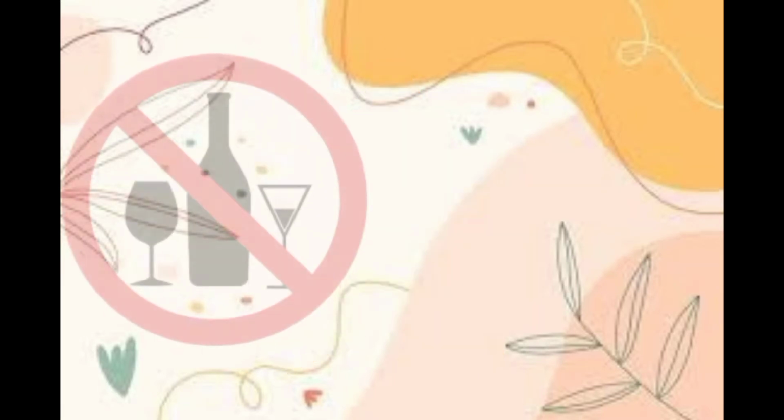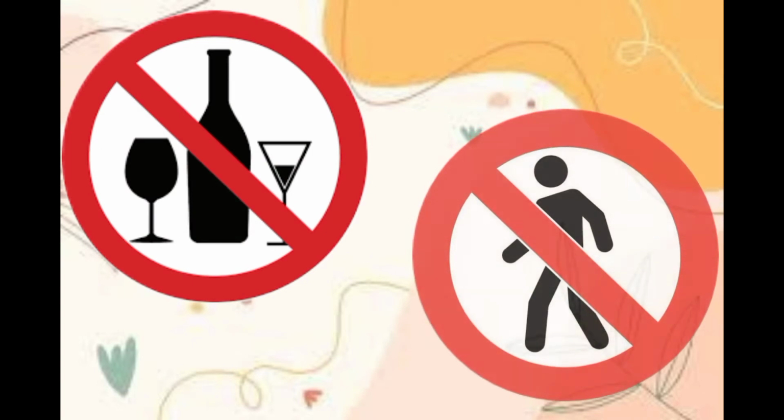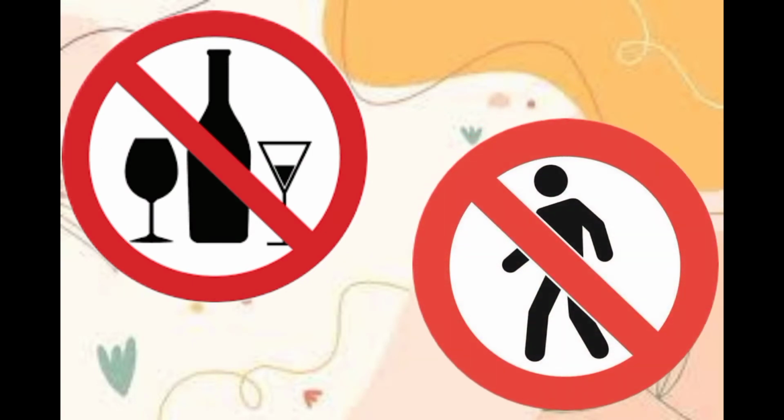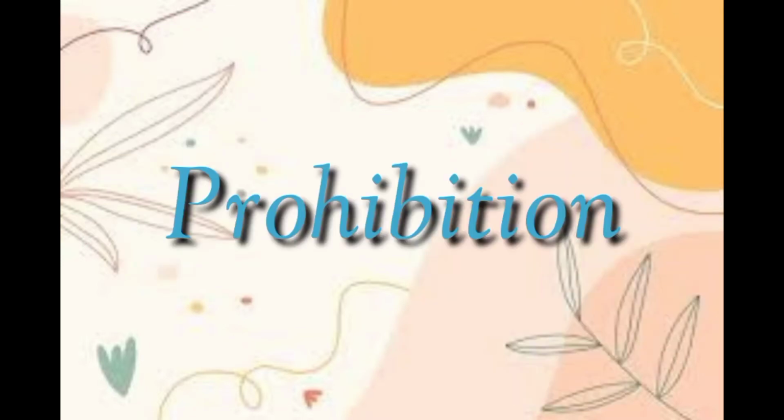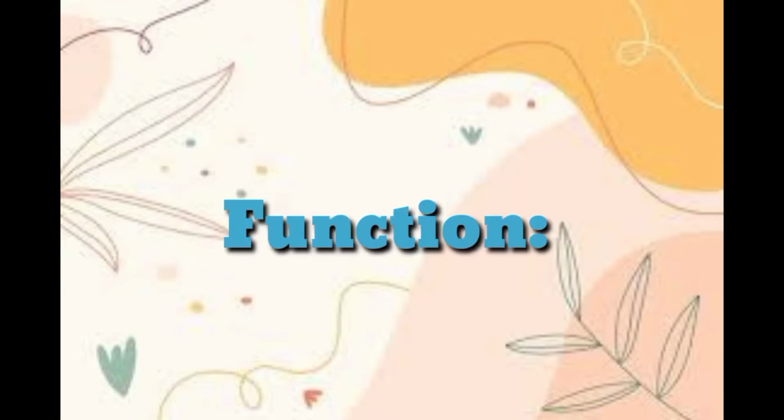What do these signs mean? All these tell us not to do something, and if we are not allowed, there is prohibition. Prohibition can be expressed using modals. What is a modal verb? How do we use them?